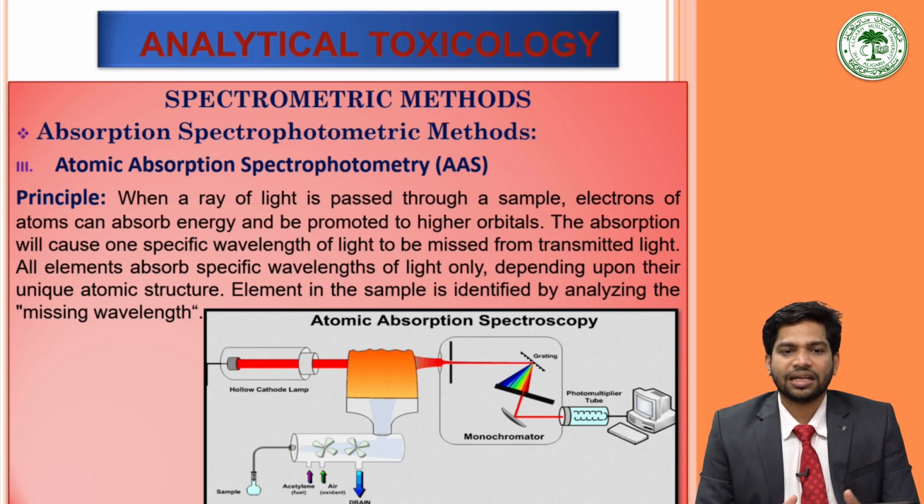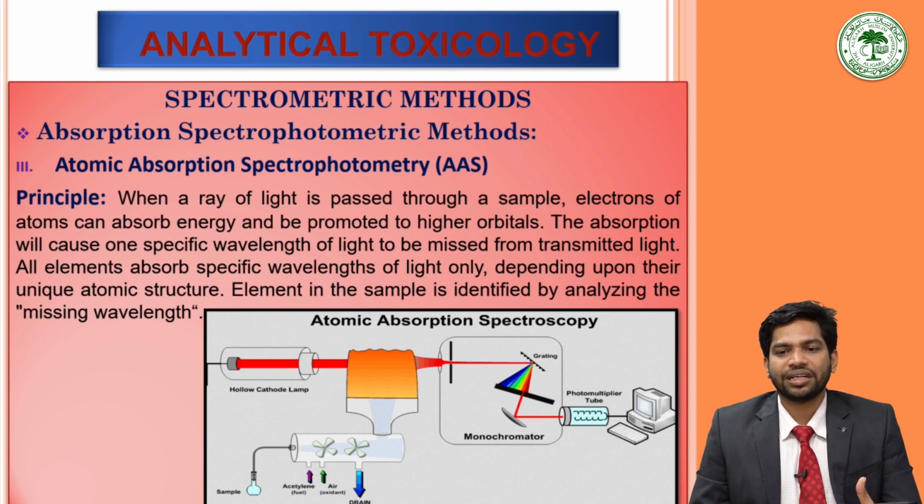So here in atomic absorption spectrophotometry, the absorption is occurring at the atomic level. You can see in the picture here the sample is taken and exposed to the cathode lamp, and that spectrum is seen using the analyzer and then the computer screen. Then this will show the absence of any spectrum that is suggestive of that compound.